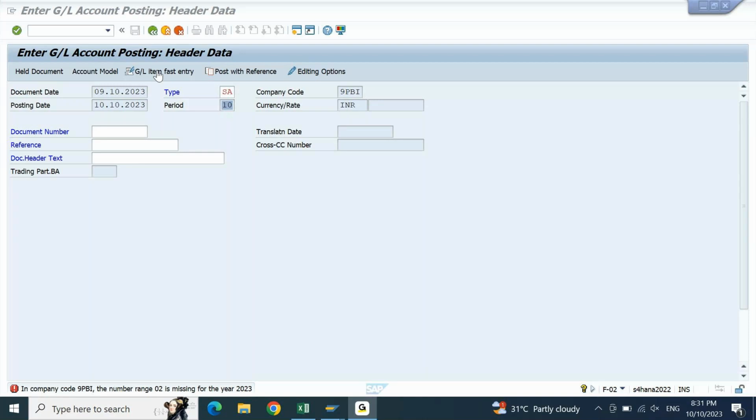Clearing specific to ledger group means you can clear the open items ledger-wise specifically. That is the correct meaning of that. Right. Okay, thank you, sir. Yeah. Ajoy?